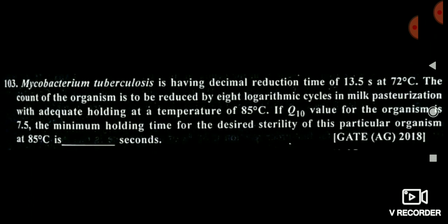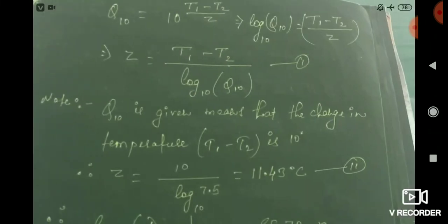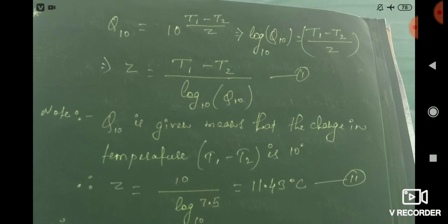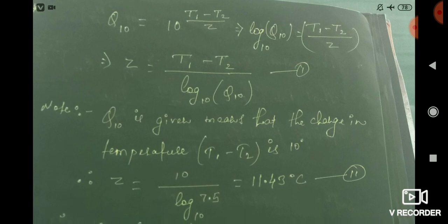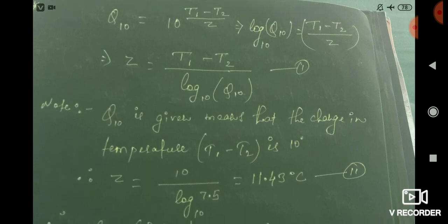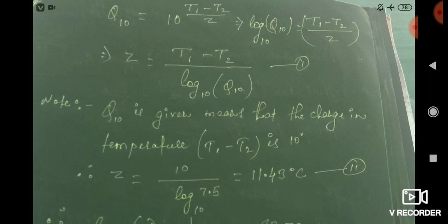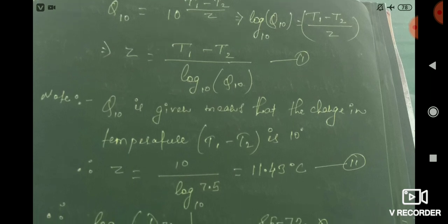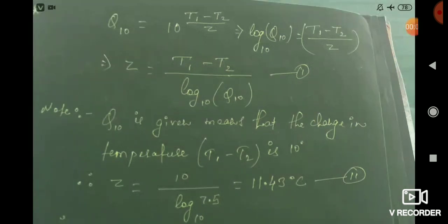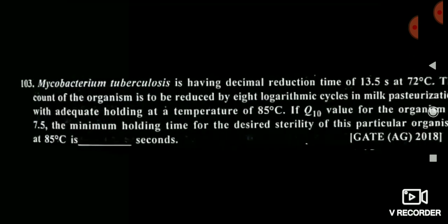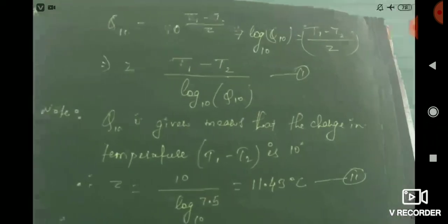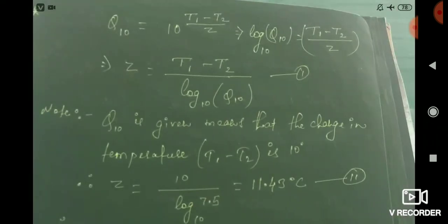Here friends, you see that Q10 value is given, that is 7.5. So Q10 value is equal to 10 to the power (T1 minus T2) by Z. All of you remember this formula. So you calculate the Z from here. You take log both sides, you can get the Z value here. Friends, Q10 is given, means here you see that in the question Q10 value is given. Q10 value indicates that the temperature changes by 10 degree centigrade.